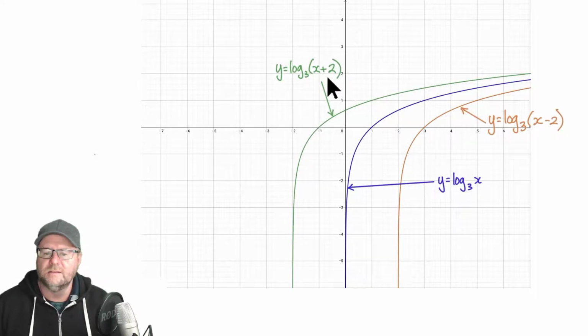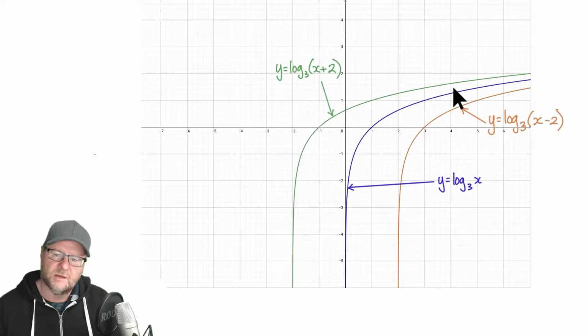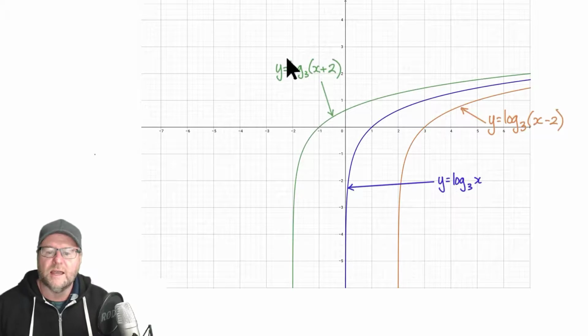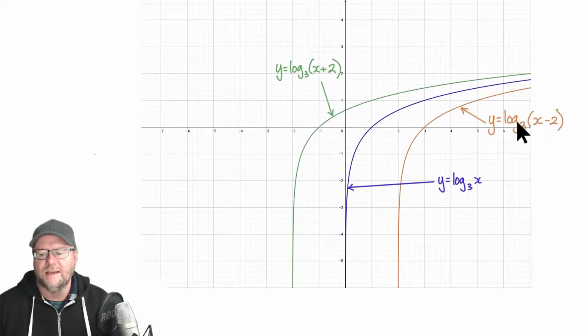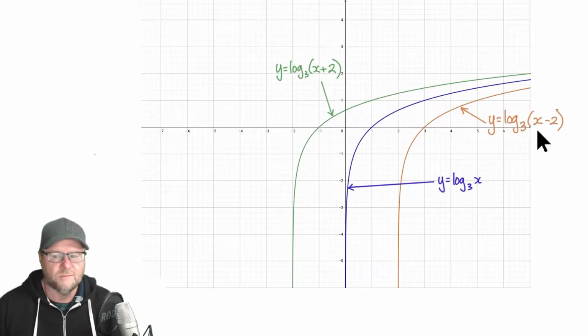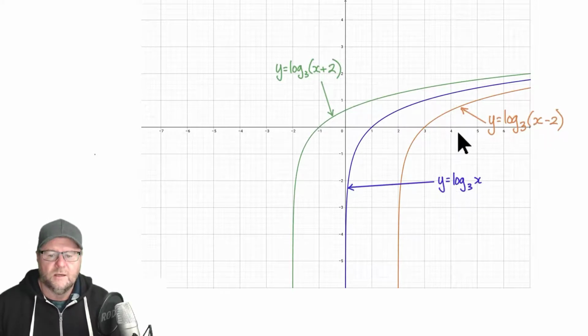if I add to the x value, my function shifts to the left, as does the asymptote, and it moves that far. If I have a subtraction from the x, my function graph shifts to the right, and the new asymptote moves with it accordingly.